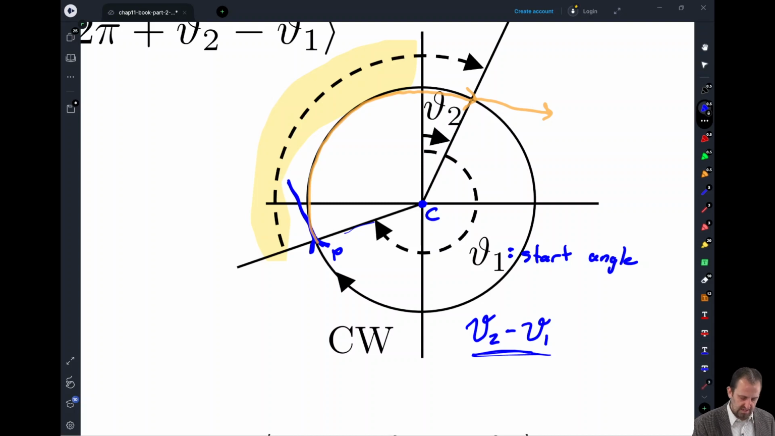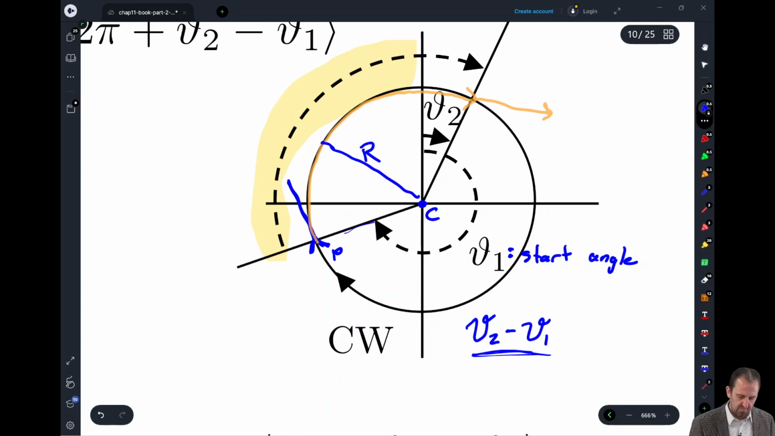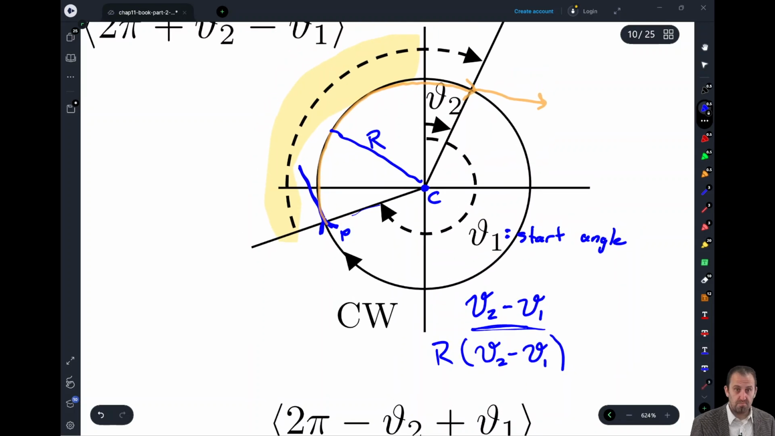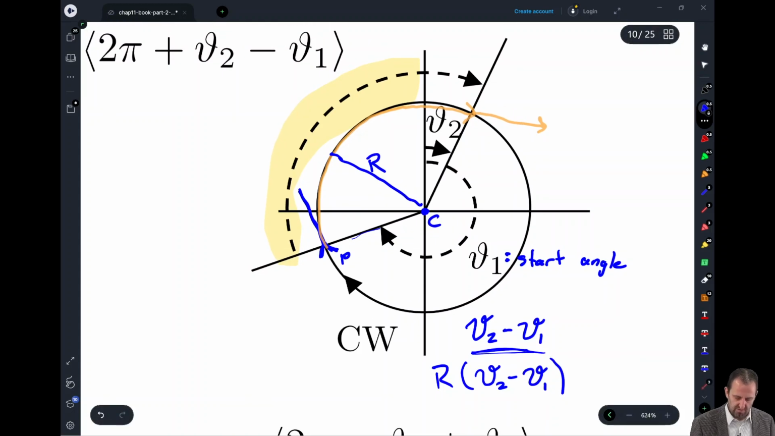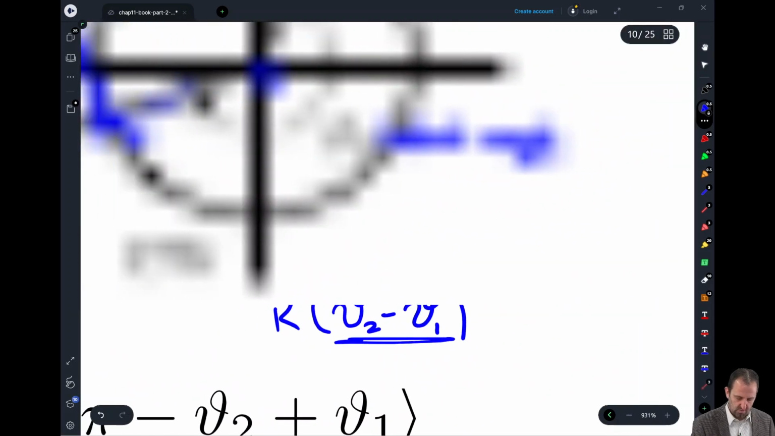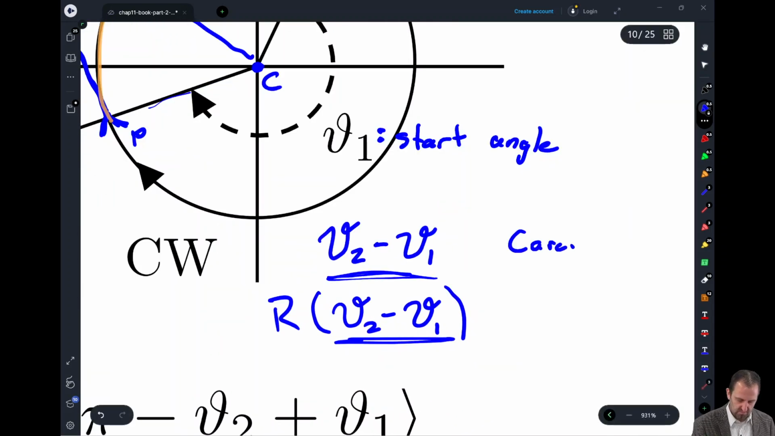Now the distance that we travel along that is just going to be, since this is a radius r, our radius r times our theta 2 minus theta 1. Okay, so that's the basics of what we're going to do. Now we have to be careful, right? We have to be careful with angles.